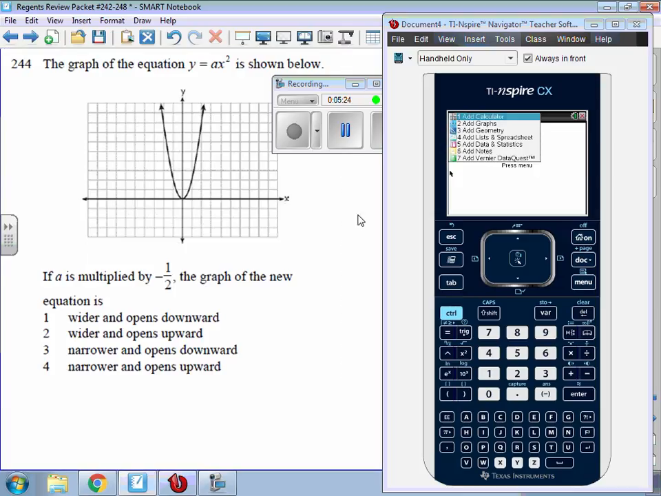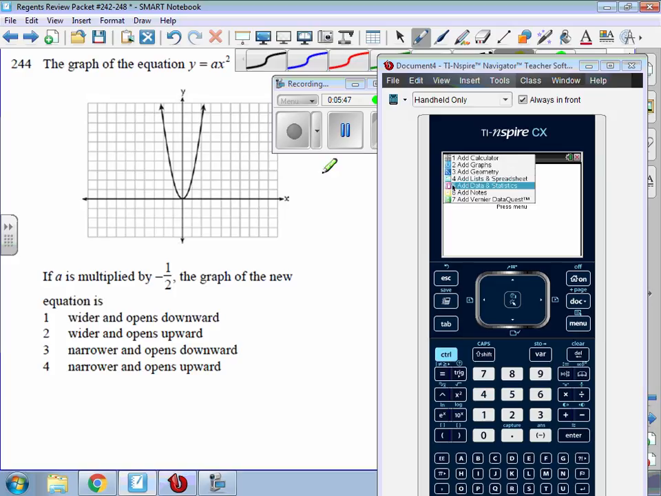244. The graph of y equals ax squared is shown below. If a is multiplied by -1/2, the graph of the new equation is wider and opens downward, wider and opens upward, narrower and opens downward, or narrower and opens up. Okay, so given these choices, it's telling us that if we stick a -1/2 in for a, it changes the graph.